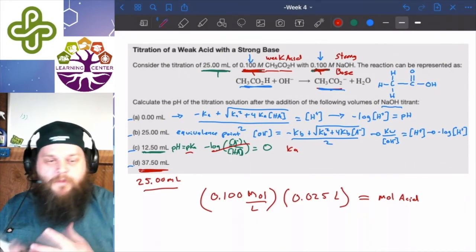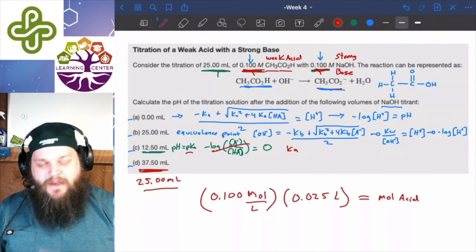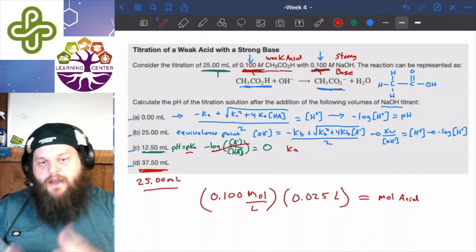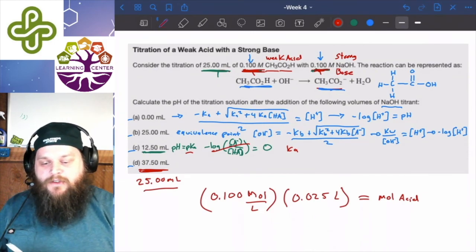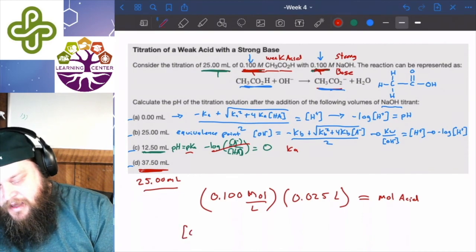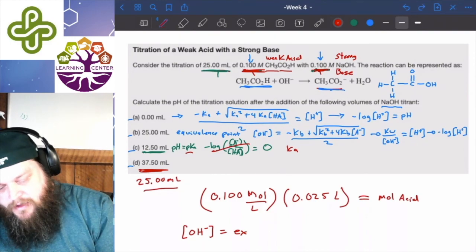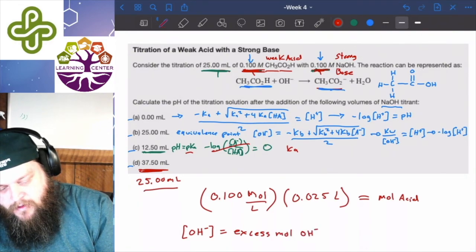But at this point, we've surpassed the number of moles of acid that we had initially. So for any moles of hydroxide we've added after that, we can assume that the excess is equal to the concentration of hydroxide: the excess moles of OH divided by the total volume.